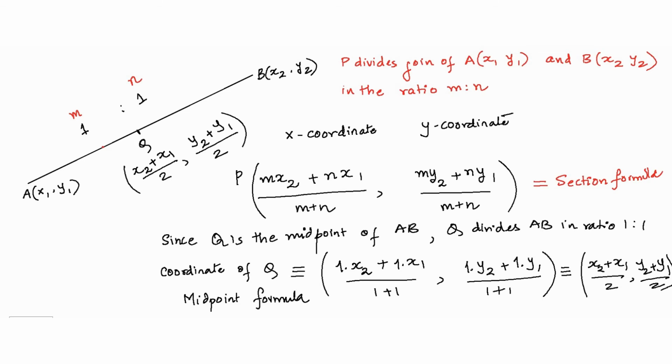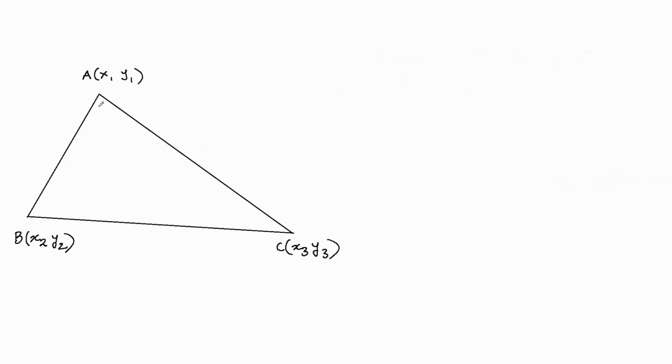Let us now apply what we have learnt in the section formula and find the centroid of a triangle. So let's consider a triangle ABC with coordinates of A (x1, y1), B (x2, y2) and C (x3, y3). Let us define what a centroid is. A centroid is basically a point where all the medians intersect. A median is a line segment that joins the vertex of a triangle with the midpoint of the opposite side. So this is the point M, and therefore AM is one of the medians. M is the midpoint of BC.